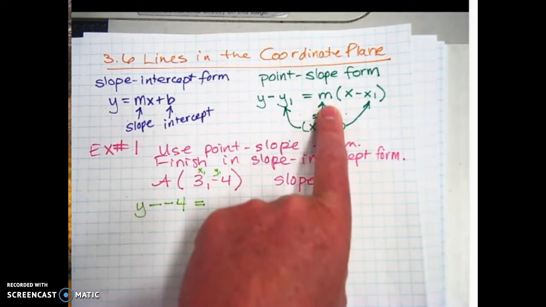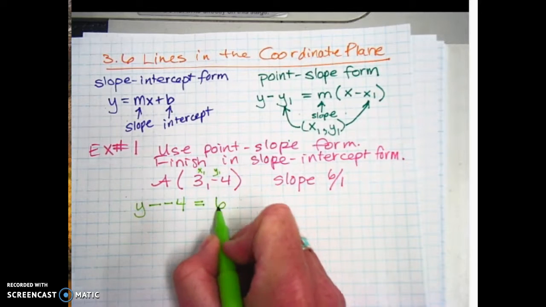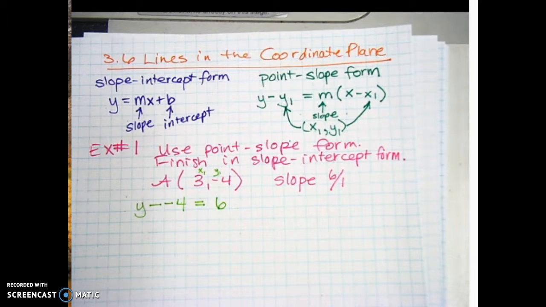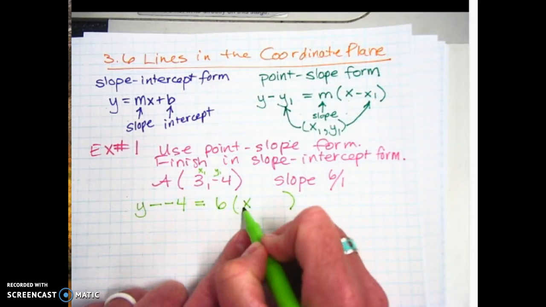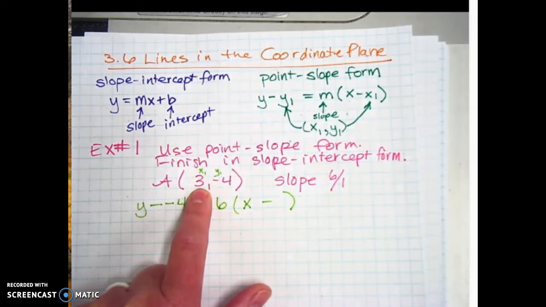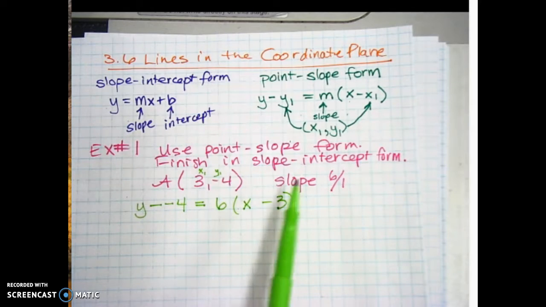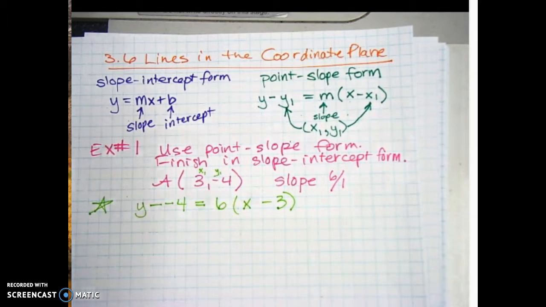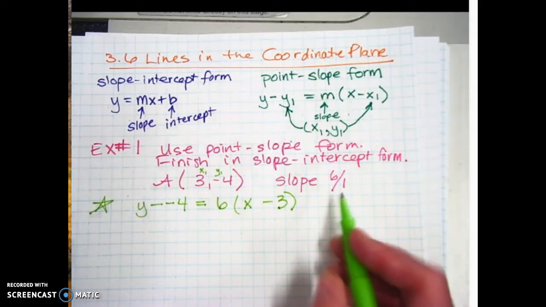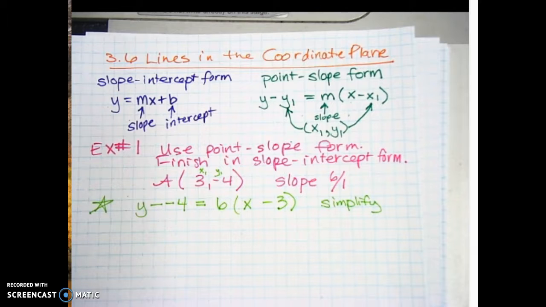Then the formula has the equal sign, then it has m for the slope. So the slope is 6/1, or we can just simplify it to 6. Just depends on the problem. Then another set of parentheses, and x minus our x1 value, which is 3. So if they ask for an equation in point-slope form, this is the answer, and you can stop here. Okay, but if they ask for it in slope-intercept form, you're going to have to simplify, which is what we're going to do.